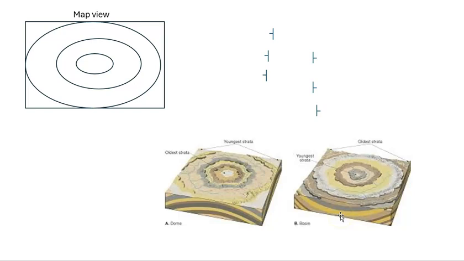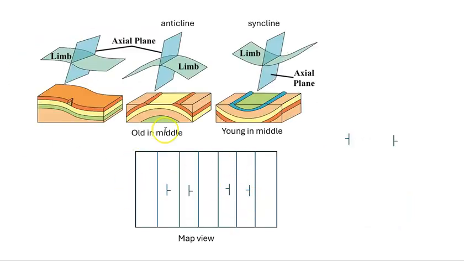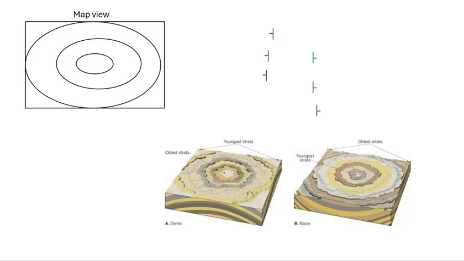How do I know which is which? Because from a side view, it's easier, but from a map view, it's kind of like our striped pattern. It can be either. But we know one way, age. If I told you that the oldest rocks were in the middle of this bullseye, it would have to be a dome. If I told you that the youngest rocks were in the middle, it would have to be a basin.